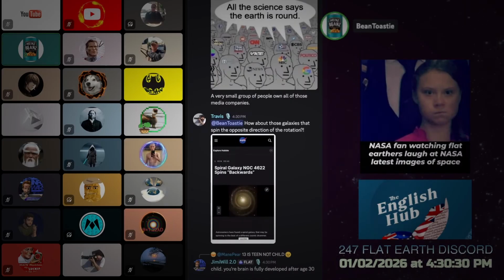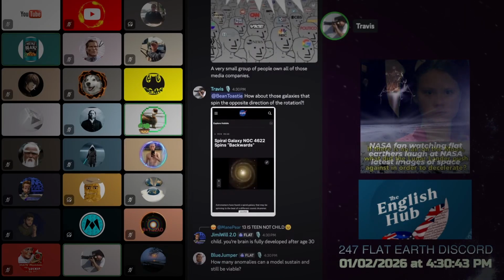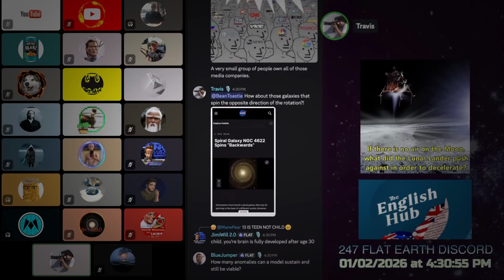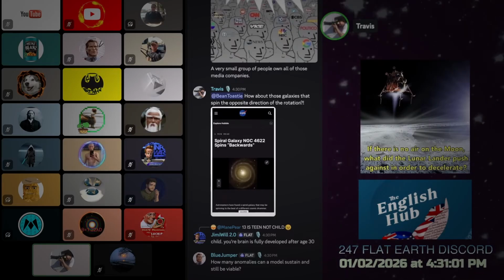How about those galaxies that spin in the opposite direction of rotation? What do you mean? Relative to us? What do you mean, backwards? You see the dust trailing off of those outer arms? Yes. That dust is leading the direction of the rotation. So it's like water going down a whirlpool, going down a sink, but draining like it's going outwards almost, just the opposite direction of what you would expect.